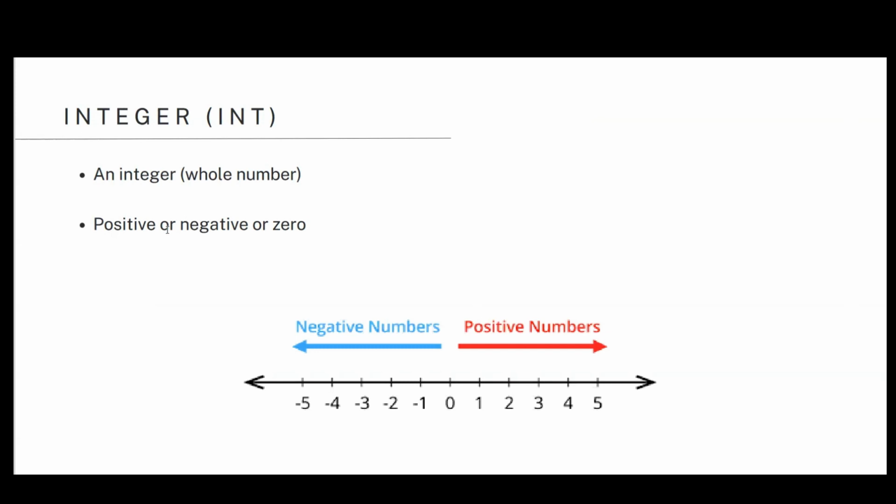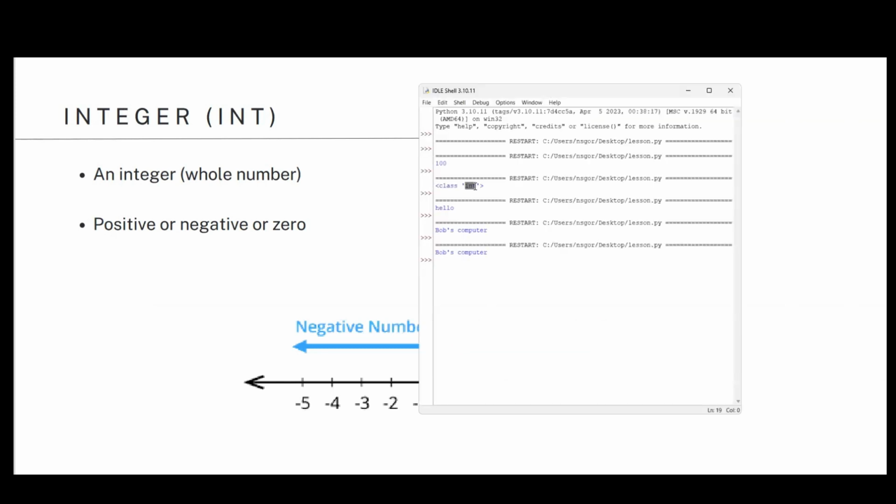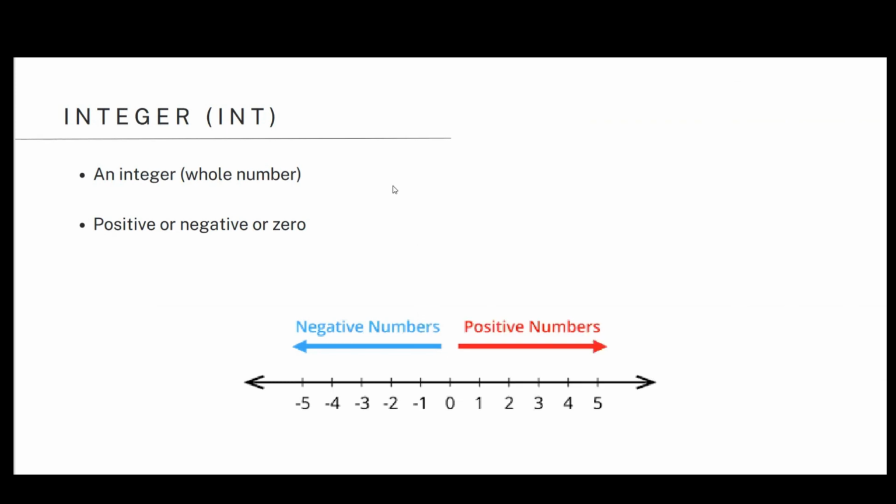Next, we have integers, which are pretty straightforward. They're just whole numbers that are positive or negative or zero. So 100, 1, -500, as long as they're whole numbers, they're represented by integers, and they're called ints as well. So when you print, as I showed before, right? When you print the type of an integer, it's called an int.